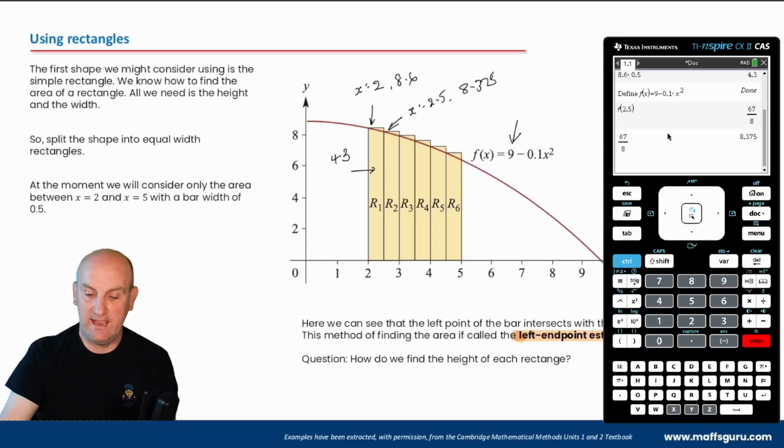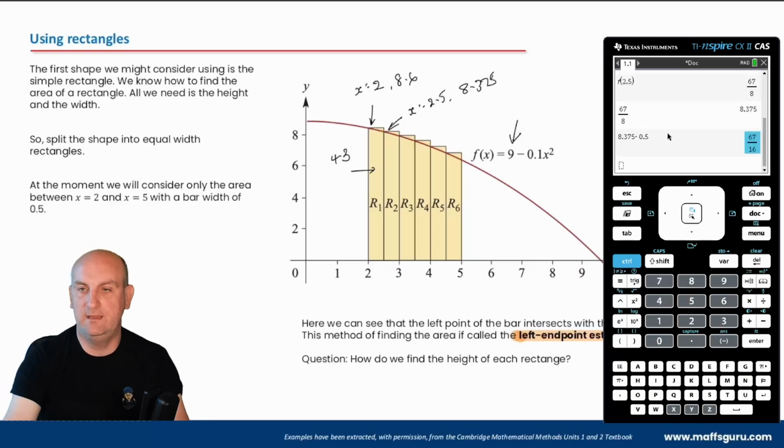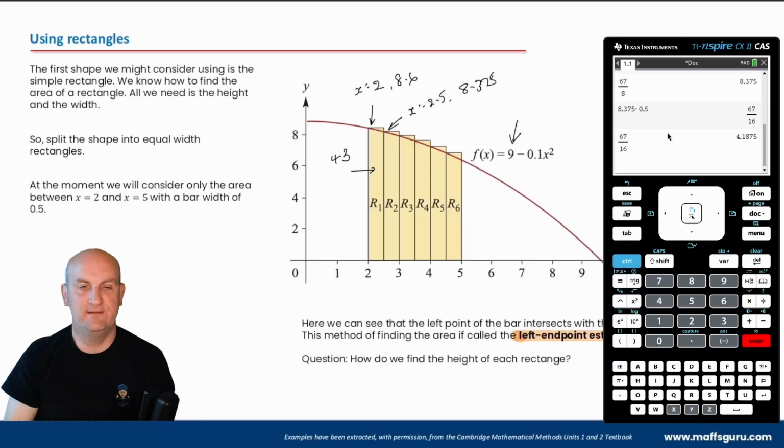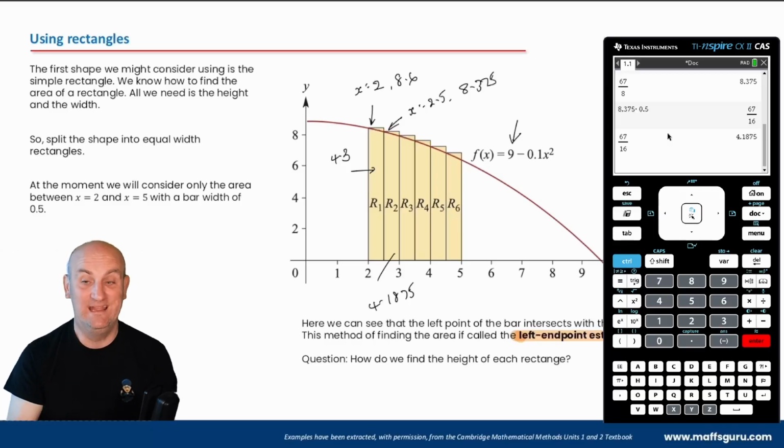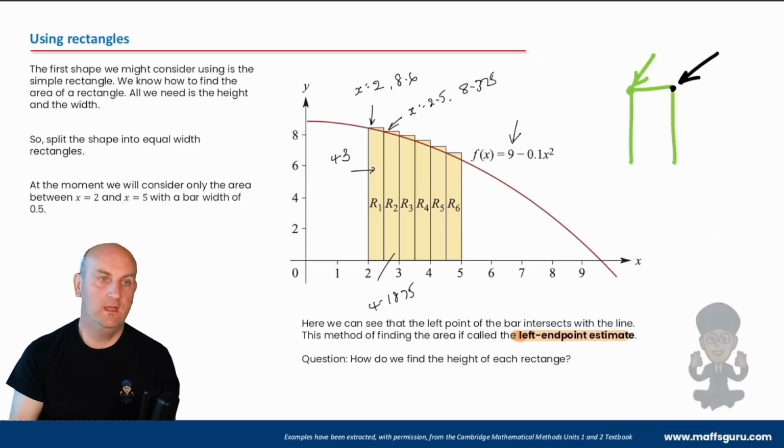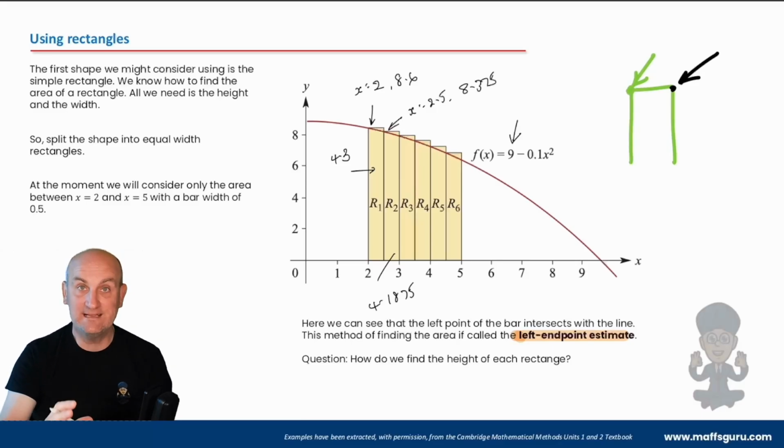Cool. Can I find the area of that rectangle now? Yes, because I'm just going to take that value there and multiply it by 0.5, and that's going to give me 4.1875. So there we go. The area of that one there is 4.1875. And so you go on. And basically, that is one of the ways of finding the estimate of the area under that section of the graph. Simply finding the area of each rectangle, and adding them all together.